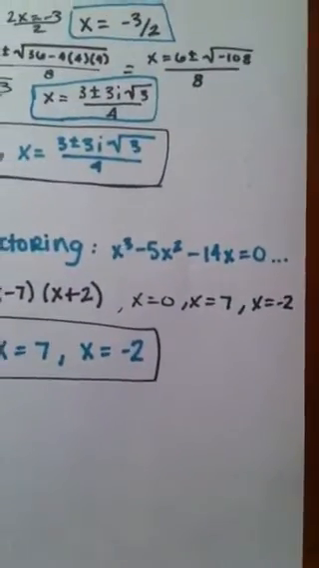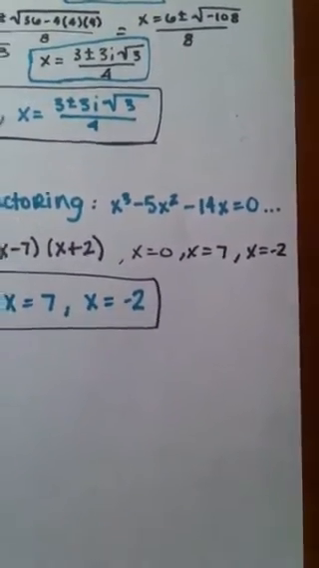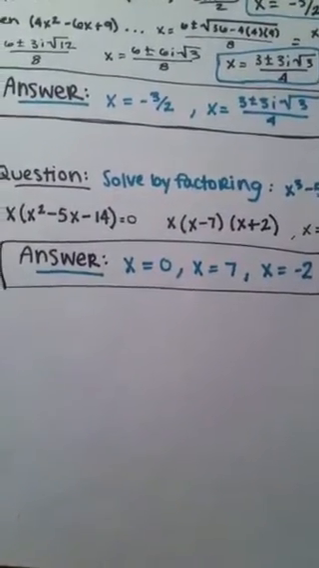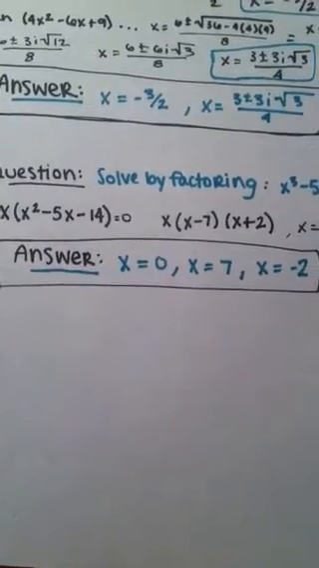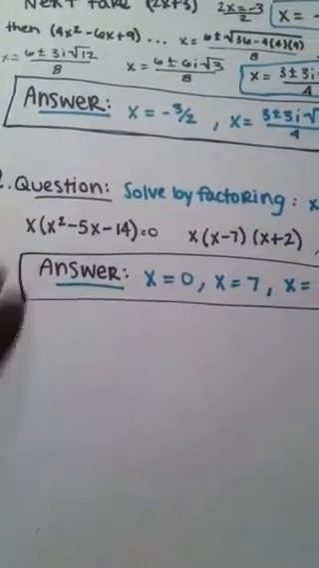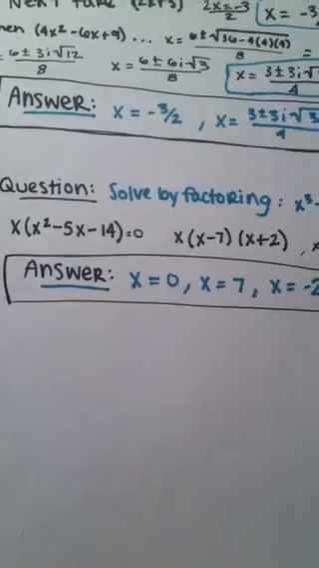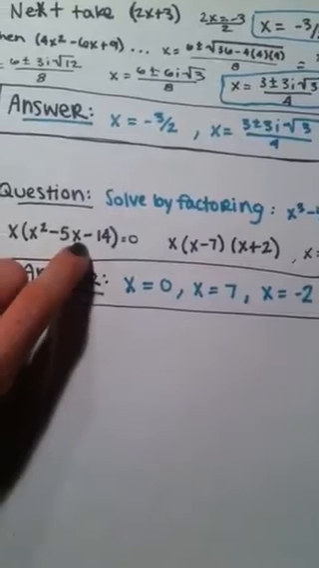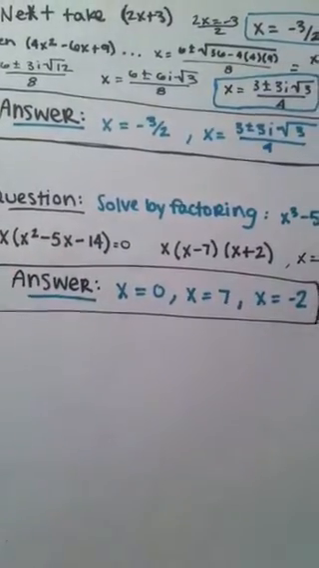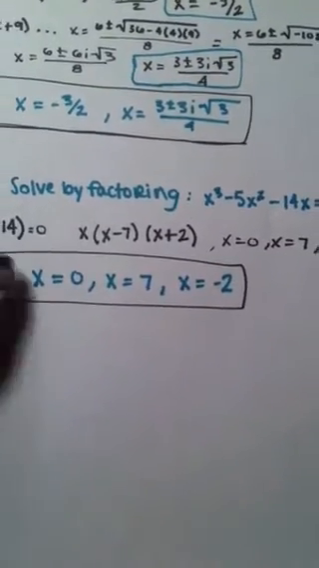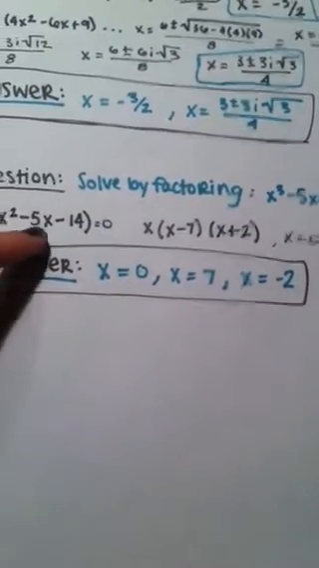The last question I got wrong on this part was number 12, and that was solve by factoring x cubed minus 5x squared minus 14x is equal to 0. So you want to factor it out so that you can find x. So first I took x out from everything, so I had x times x squared minus 5x minus 14 is equal to 0. Then you can simplify this parentheses to x minus 7 and x plus 2, because 7 times 2 is 14 and negative 7 plus 2 is negative 5.